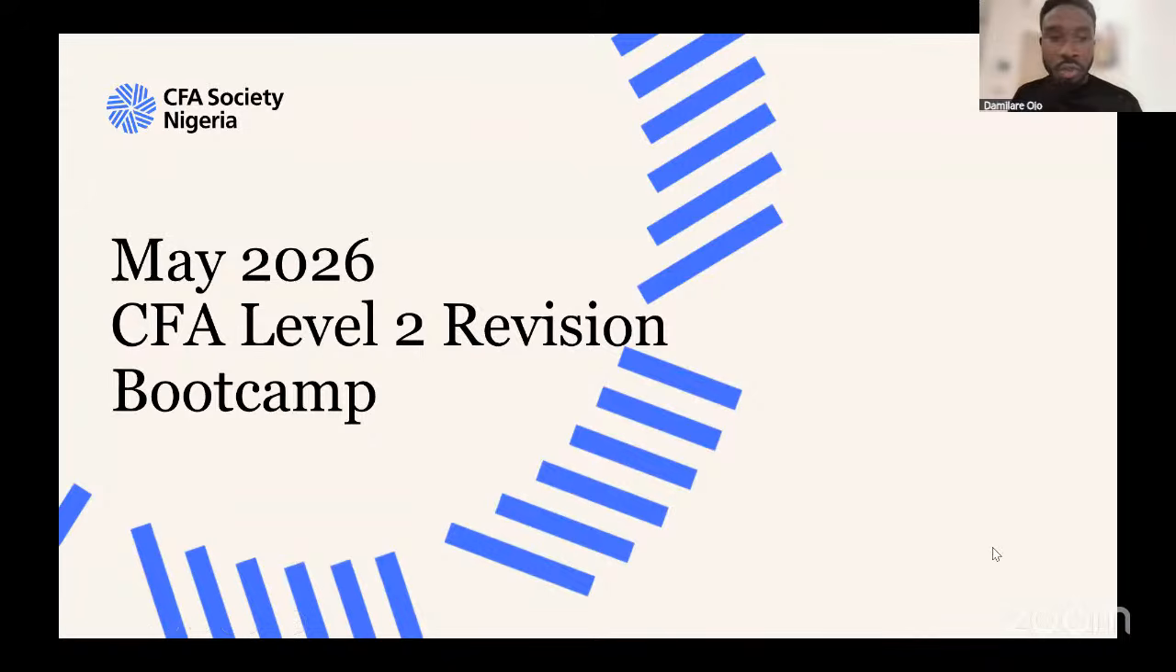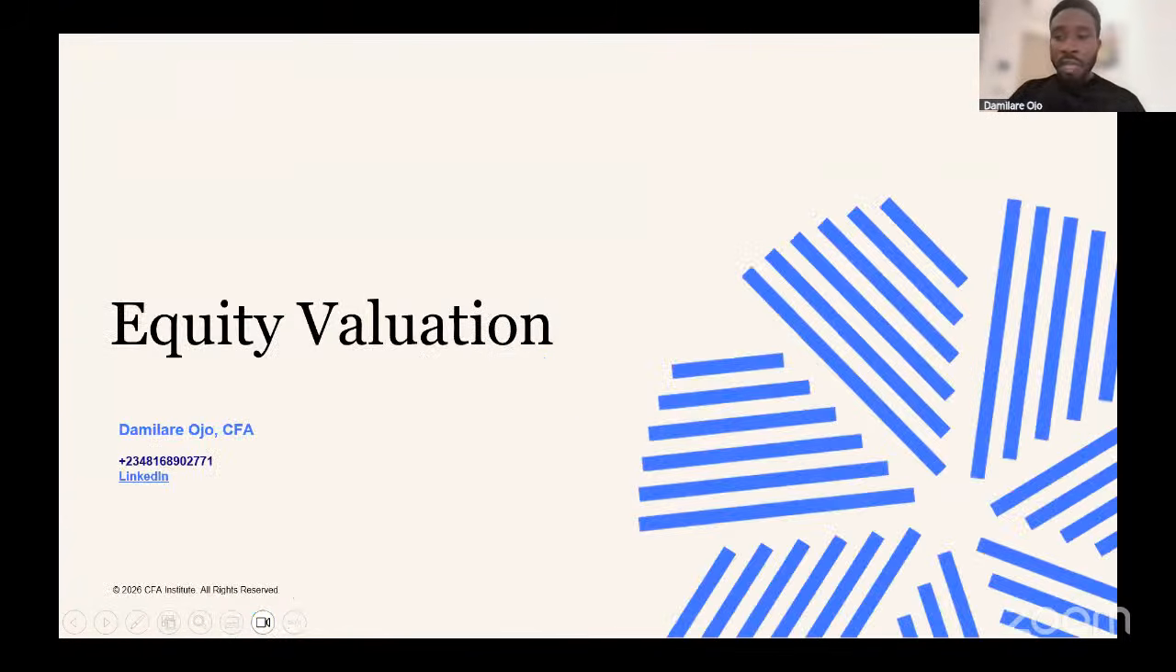And one thing we are trying to do at this point is to compress the curriculum as much as possible within the time that we have. For this particular session, we'll be looking at level 2 equity valuation. For the most part, I'm just going to do a brief overview of some of the concepts that I think are very important for us to note, and then we will have a lot of time to solve some questions, because I believe that one of the things that can help you to scale through this level 2 is to solve as many questions as possible.